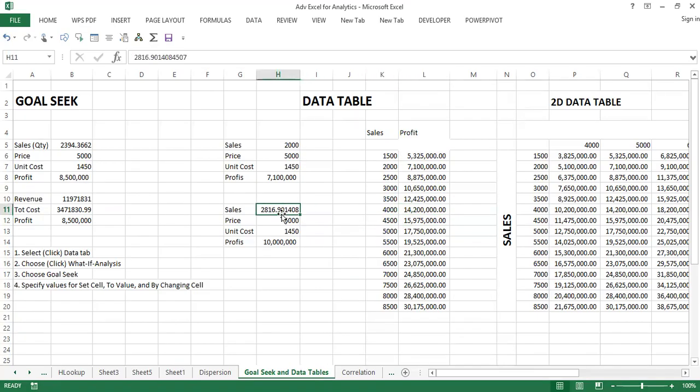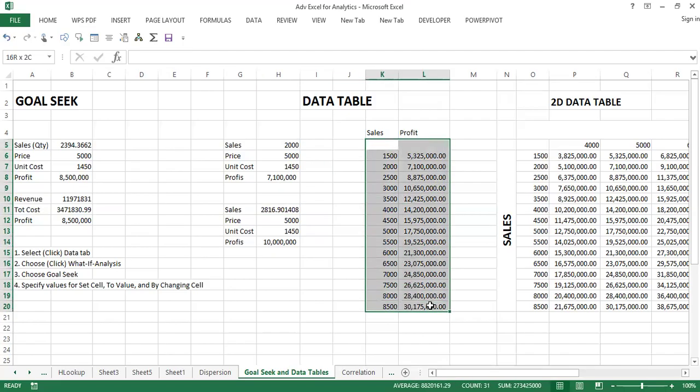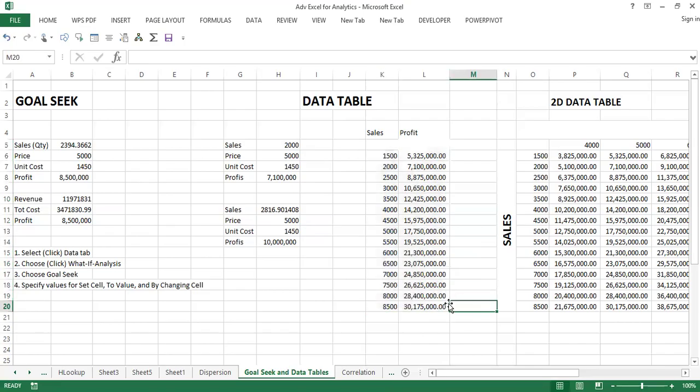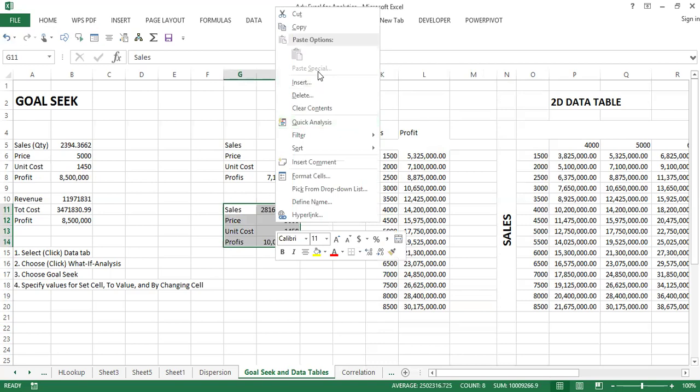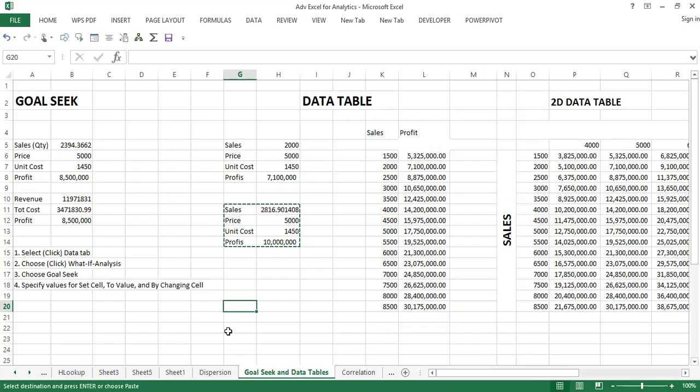For example, let's say we are doing goal seek now. We can say, okay, if we have sales of 2,000, what profit do we have? If we have sales of 3,000, what profit do we have? Sales of 4,000, something like that. So the data table helps you compute all that and lay it out in the form of a table like this. Okay, so let's see how this works. Let's copy this down so we don't interfere with what is already here.